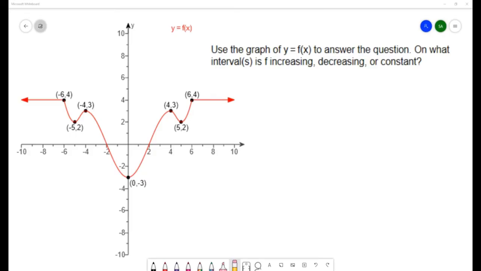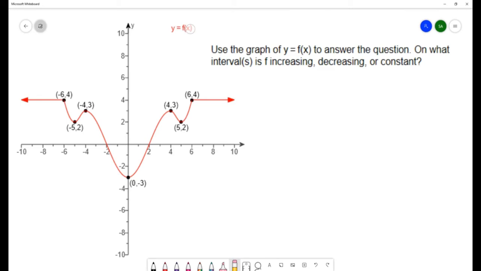On this question, we want to use the graph of y equals f of x to answer the question. On what intervals is f increasing, decreasing, or constant? So when we look at this picture, we see this graph in red, which is labeled up here as y equals f of x.